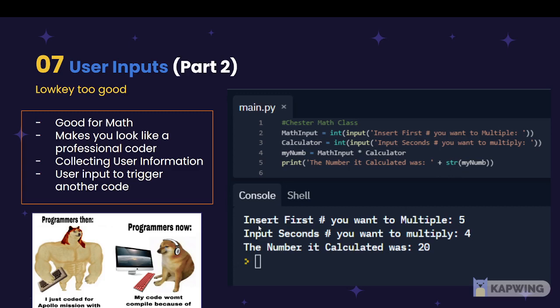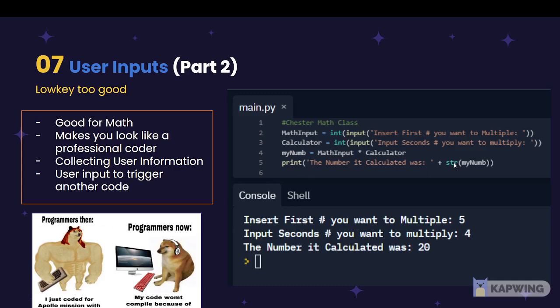So let's say we ran this. You can run this. Insert first number you want to multiply. Let's say you said 5. And then the input second number you want to multiply, you put 4. Then line 4 is going to say my_num equals 5 times 4. And then we're going to print the number calculated was, and remember, you're going to turn 20 into a string so that it can be added together, 20.